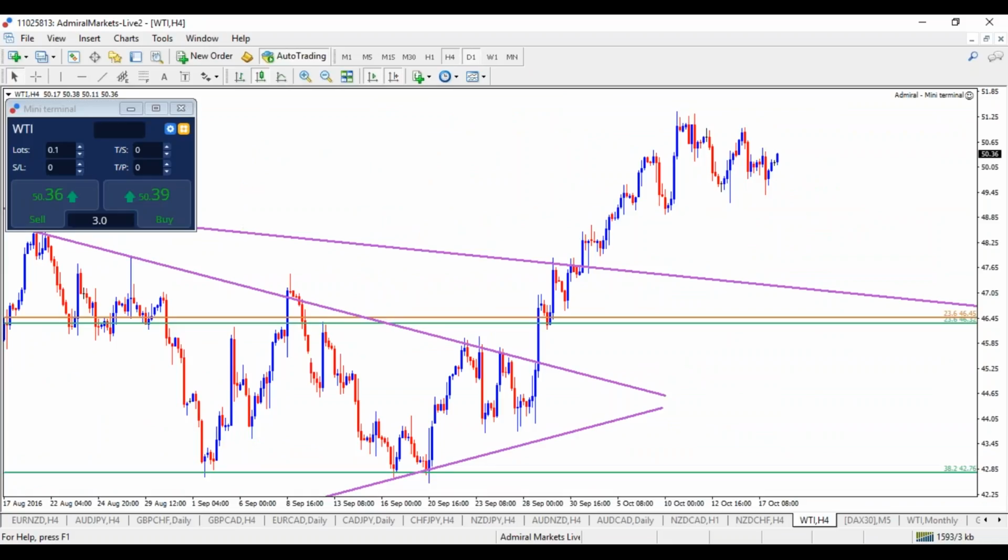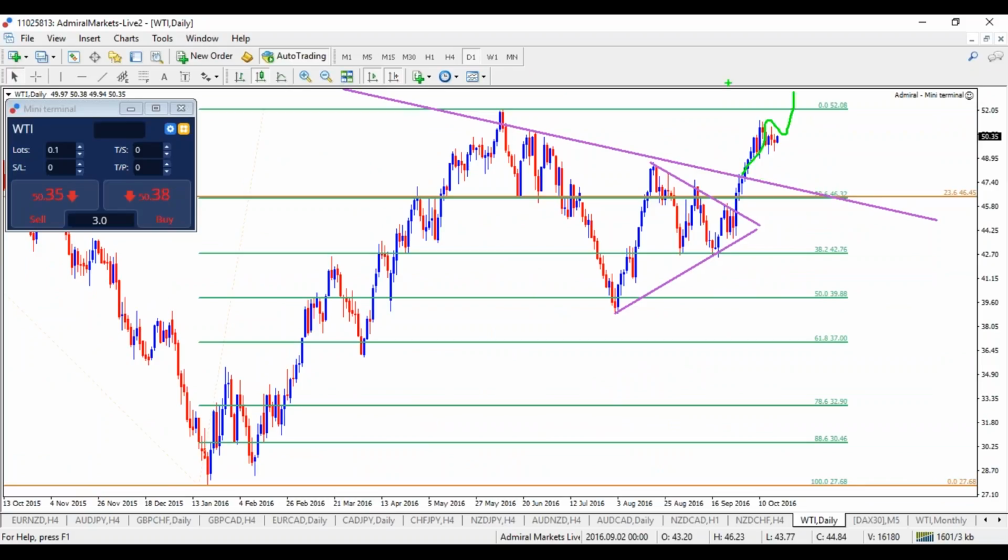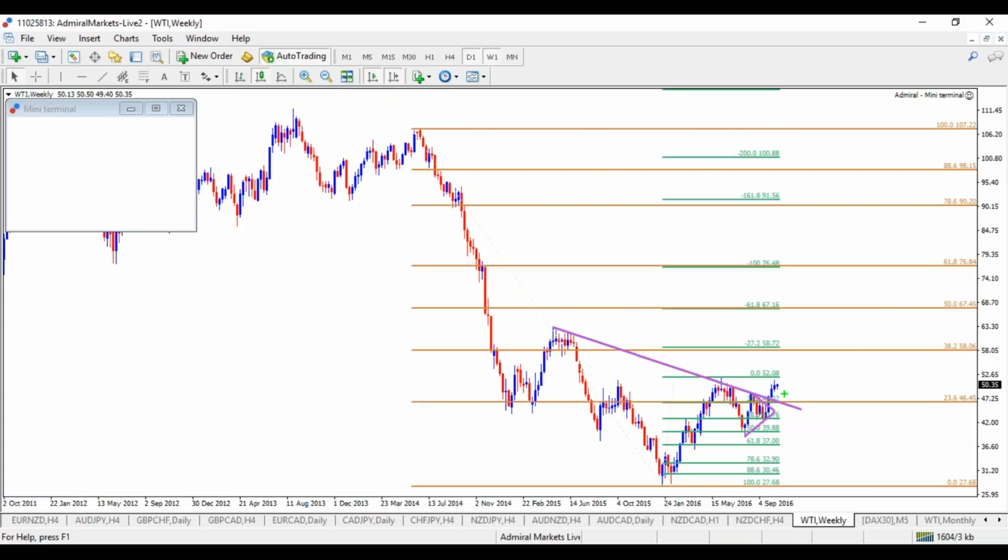Oil seems to be making a little bit of a consolidation triangle. A break could indicate the continuation of the daily breakout like this, and price could retest 52 and then maybe break and go to 58.